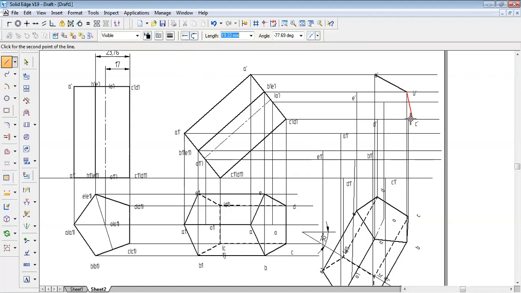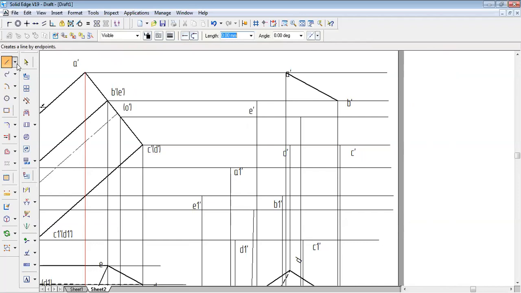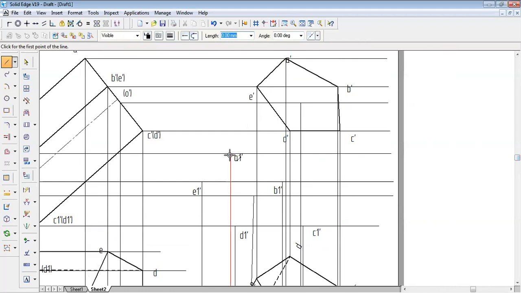A to B, B to C. We'll just zoom this one if you want this area. B to C, C to D, D to E, E to A, top face is completed. Next the bottom face will complete: A1 to B1, B1 to C1, C1 to D1, D1 to E1, E1 to A1. Okay.